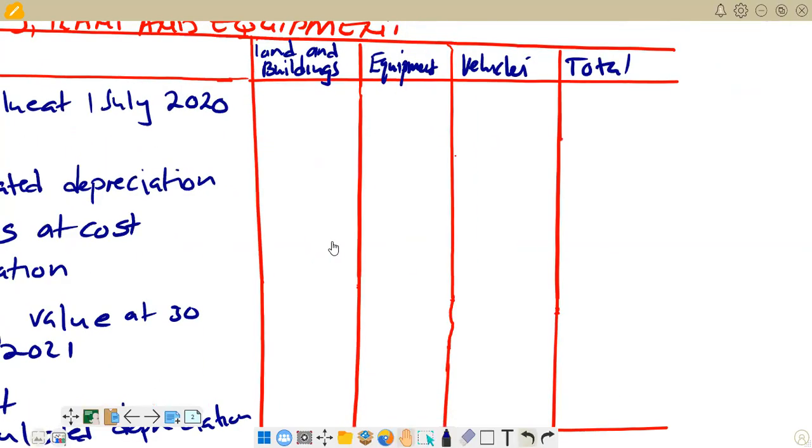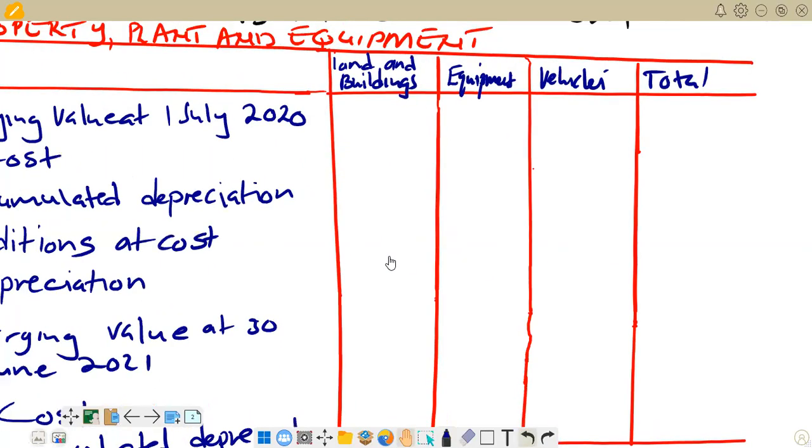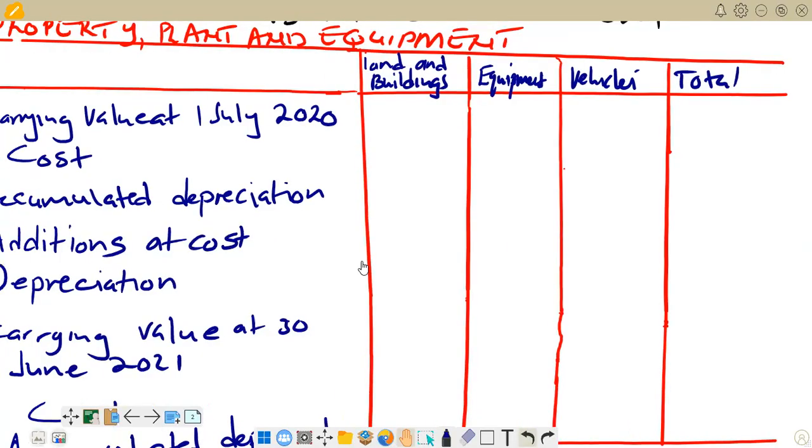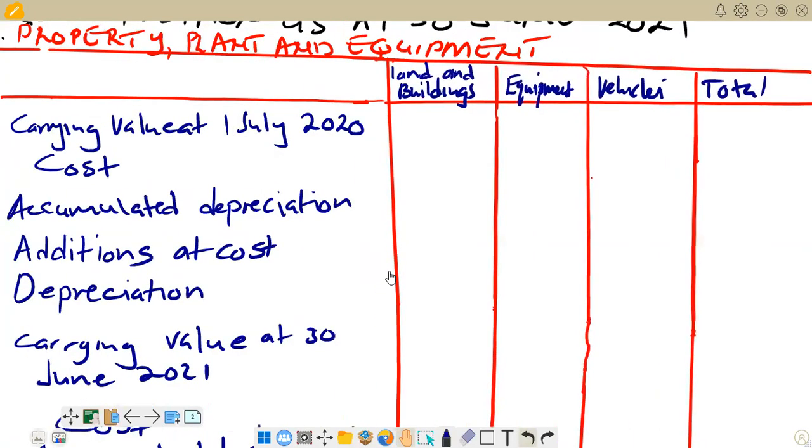So we are just going to enter the figures as we are given in the question. So obviously, carrying value, here we have got carrying value. Carrying value, we are going to say cost minus accumulated depreciation to get carrying value at 1 July. That is where the year is starting, 2020.